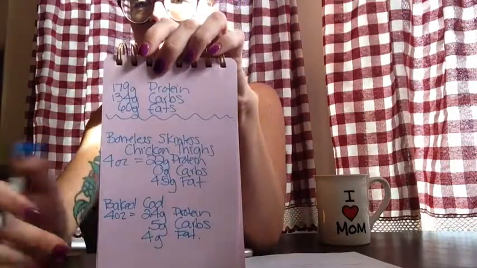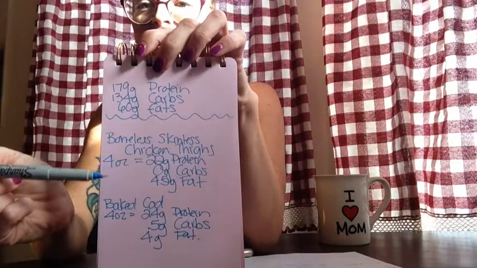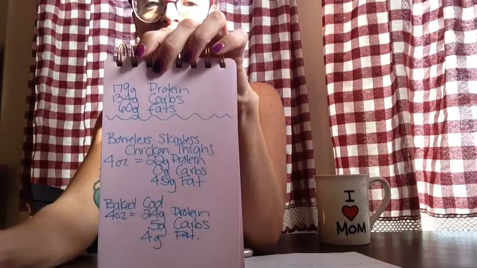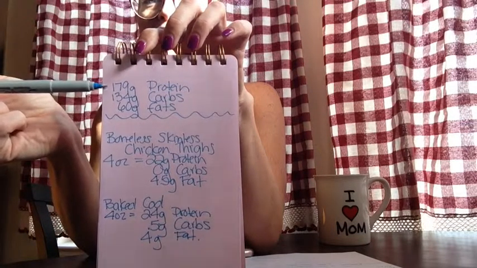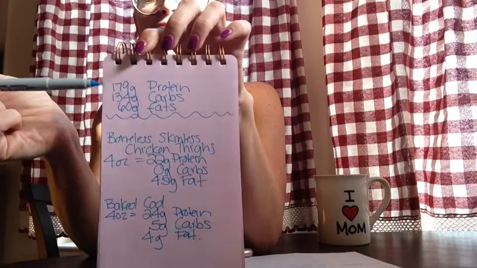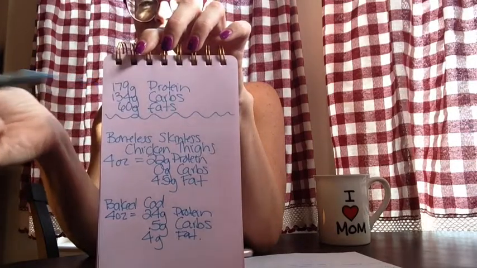See? Boneless, skinless chicken thighs, these are the specs. Baked cod, these are the specs, right? We also see up here, what did I need? What were my goals for protein? 179 grams of protein, right?